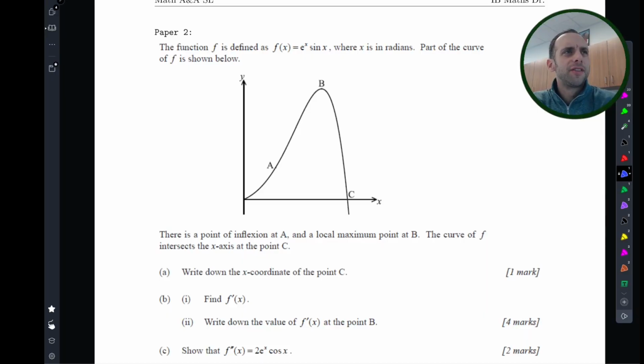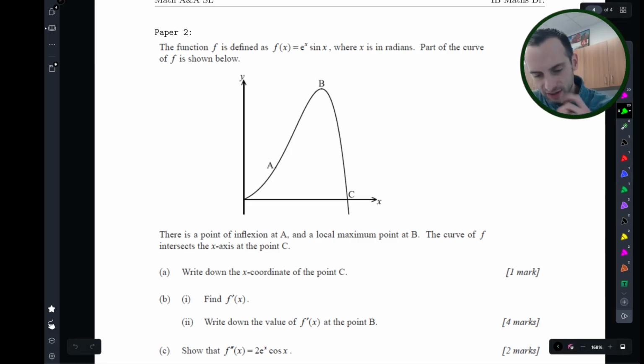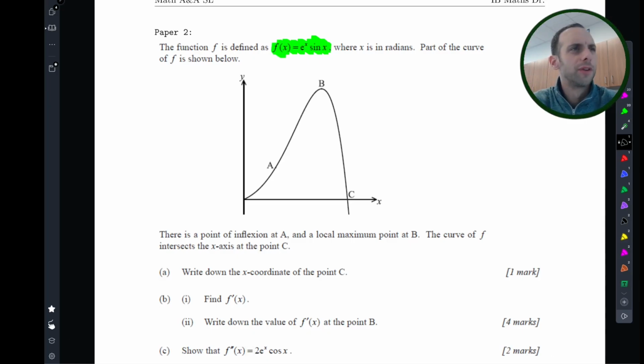Our final question in this set of notes comes from another paper 2, and it goes as follows. We're given this function, f of x. We're told that it is e to the x sine x, and x is in radians, and we have this piece of the curve that's given to us right here. It tells us there's a point of inflection at A, so we can make that a little larger so we can kind of see it as a point on the graph. There's a local maximum at B, that's pretty well labeled, and the curve intersects the x-axis at point C. So again, most of this information is shown, we're just highlighting that inflection point a little bit.